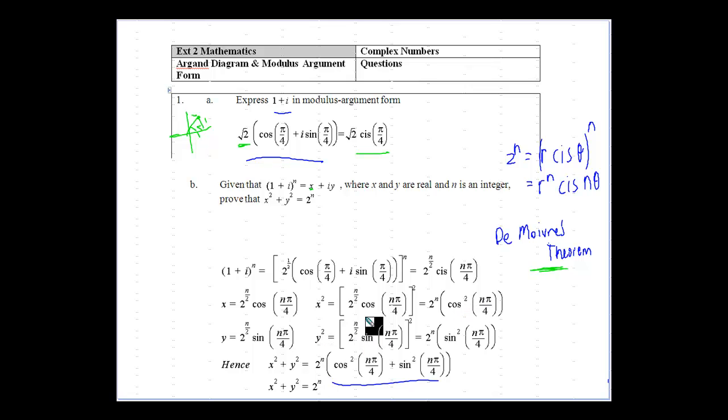Y squared would be the y part that we just had, and we square that. Again we get 2 to the power of n and sine squared of n pi on 4. So if we add these two parts, 2 to the power of n is common, so we can factorise it out. Then we get cos squared of n pi on 4 plus sine squared of n pi on 4. We remember that cos squared of an angle plus sine squared of that same angle gives us 1. So all that part's equal to 1. It leaves us x squared plus y squared equals 2 to the power of n. So a nice little way to do that.